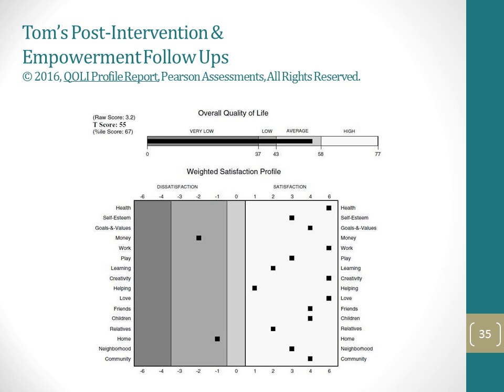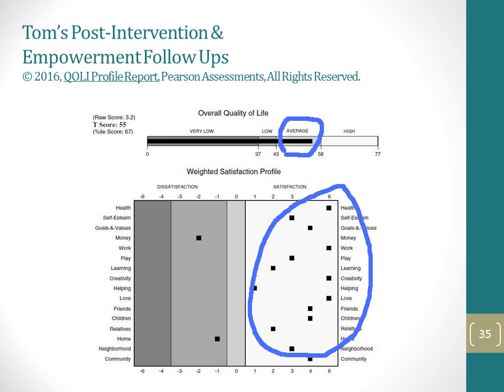Okay, so Tom's post-intervention and what I call empowerment follow-ups, that he bought the measure and got it himself. You can see one of those here. And again, he's doing really well. Most areas are in the bright side of fulfillment. His most cherished needs, goals, and wishes are being fulfilled. He's moved into the average range of well-being. And just doing really well.